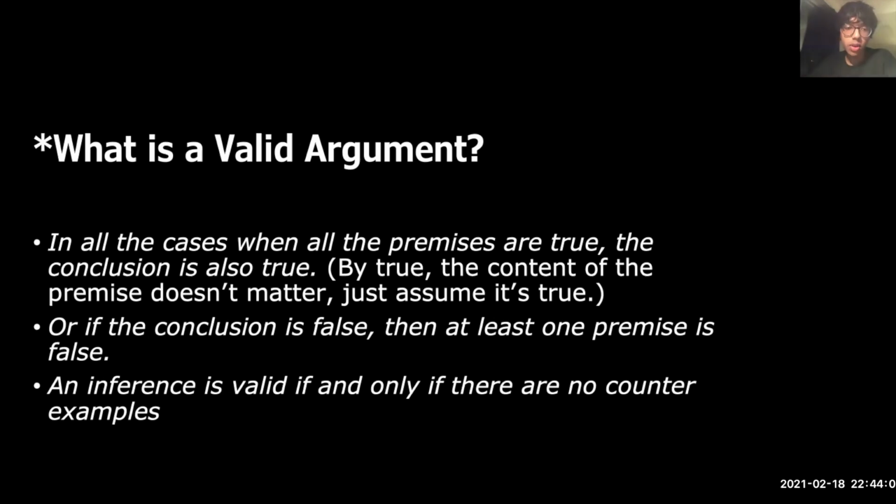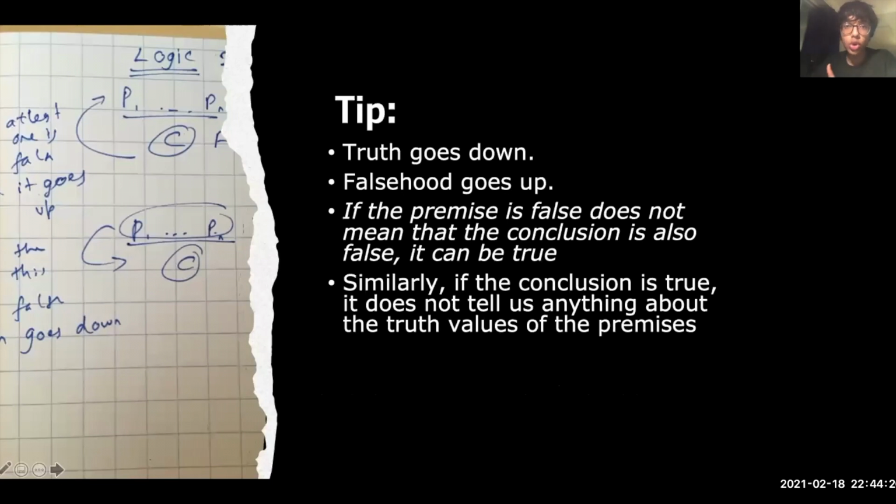One more thing we need to remember is an inference is valid if and only if there are no counterexamples. If there's no situation where one of these two laws is not followed, then it is known as a valid argument. If we can find even one situation where one of these laws is invalid, then the whole argument becomes invalid. Remember, truth goes down, falsehood goes up.